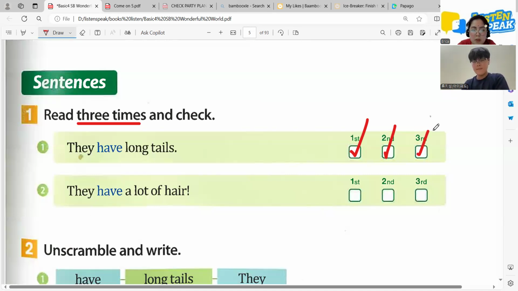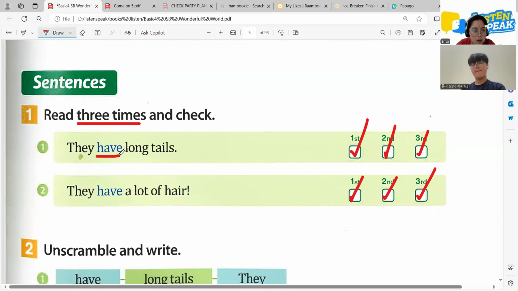How about number two? They have a lot of hair. They have a lot of hair. They have a lot of hair. All right. So, did you understand the sentences? Yes. You understand? Okay, good.